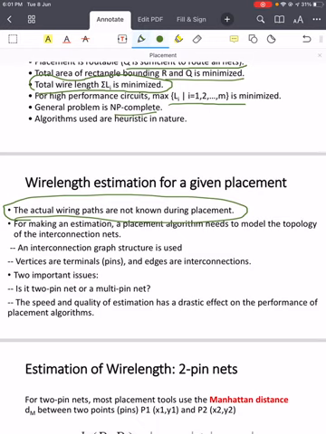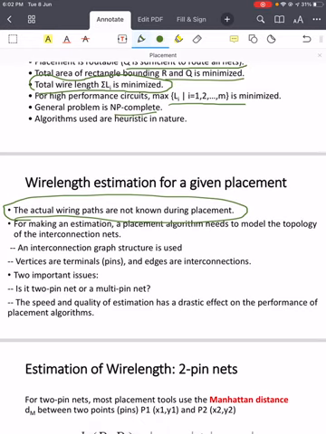So actual wiring paths are not known during placement, so we can only estimate the actual wiring path. For making some estimation of this wire length, a placement algorithm needs to model the topology of the interconnection nets, and that is basically what we call the interconnection topologies. That is nothing but, again, some graph structure.